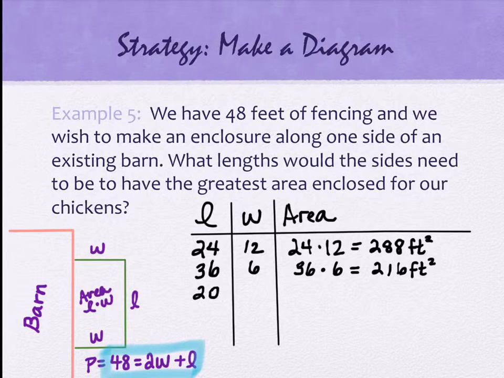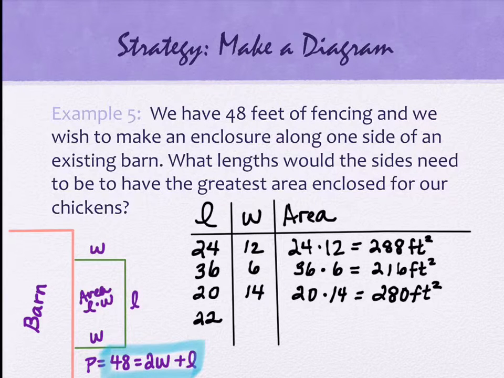So if I used up 20 in the length, what would the width be? 14? I think so. And then what is 20 times 14? Oh, well, that's closer to the first one, right? Was it 280? Yeah. Still not bigger, but it's closer. So maybe we still need to get closer to 24. Getting closer made it closer, so maybe we do 22. So 22, what would that leave me for my width? 13. So what is 22 times 13? I think it's 286. Is that true? Okay. Still not as big as the 24.